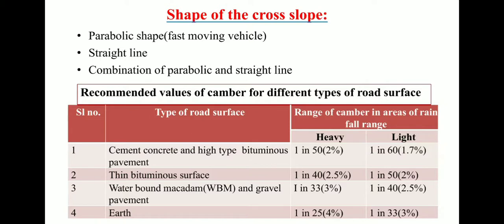And lastly, if the type of road is earthen road and if the rainfall is heavy, then 1 in 25 is recommended, that is 4%. And if it is light rainfall range, then 1 in 33, that is 3%, is highly recommended. So we will stop here and continue in next lecture.